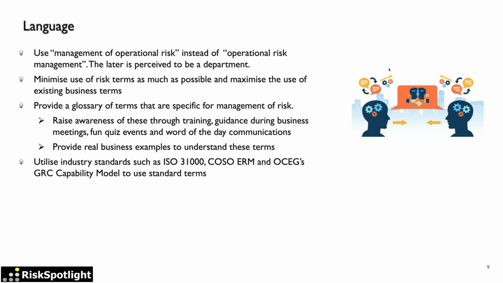In terms of language, something I have found very useful, especially when talking to the first line about operational risk management, is to replace the term operational risk management with management of operational risk. Because in their mind, operational risk management is a department at the group level, but management of operational risk is a verb. It's an activity which they have to do. So you get involved in the conversation saying, what are you doing this year to manage your operational risk, instead of saying, what are you doing this year for operational risk management?